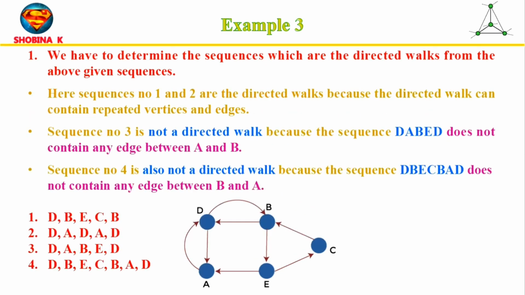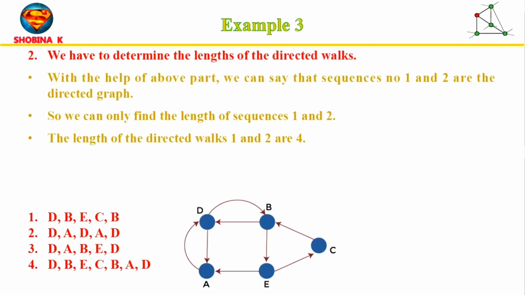So for the first question, sequence numbers 1 and 2 are directed walks because a directed walk can contain repeated vertices and edges. Sequence 3 is not a directed walk because the sequence D, A, B, E, D does not contain any edge between A and B. And sequence 4 is also not a directed walk because the sequence D, B, E, C, B, A, D does not contain any edge between B and A.